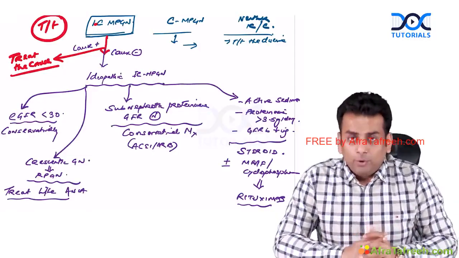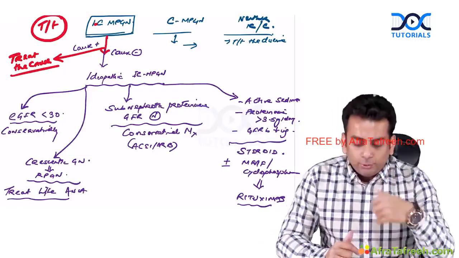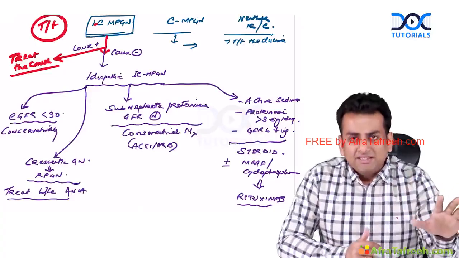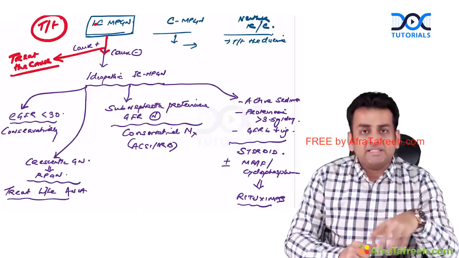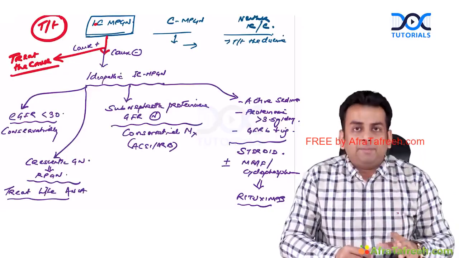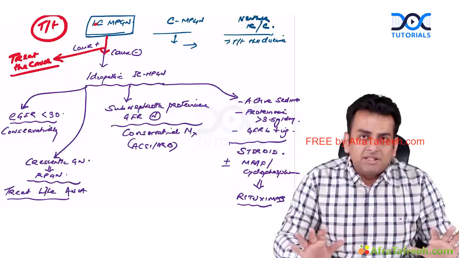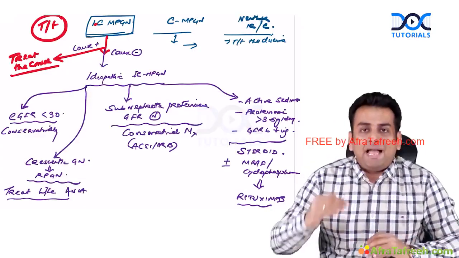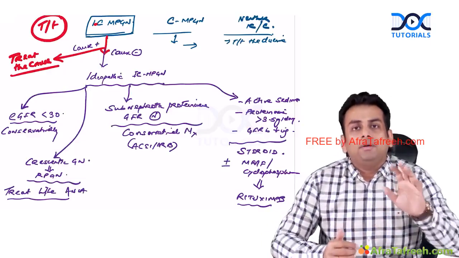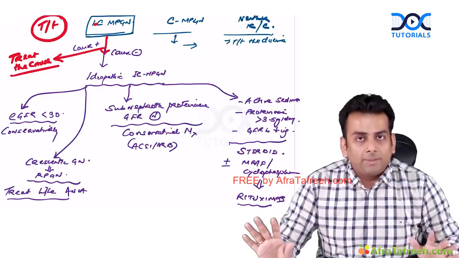I hope I am clear. So for idiopathic immune complex MPGN, if the patient has advanced disease, conservative. If the patient presents like crescentic or RPGN, treat like ANCA. If the patient has subnephrotic proteinuria, normal GFR, again, conservative management. But if the patient has active disease in the form of rising creatinine, hematuria, severe proteinuria, then give immunosuppressive therapy.